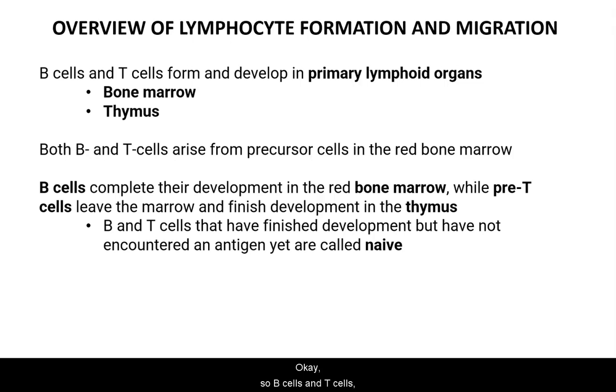Okay, so B cells and T cells, we said, are going to form and develop in the primary lymphoid organs. Remember, that's going to be your bone marrow and your thymus. Both B and T cells are going to arise from those pluripotent stem cells in the red bone marrow. You got to know that. B and T cells originate in the bone marrow. B cells are so named because they're going to complete their development in the bone marrow. T cells are going to leave the bone marrow and finish developing in the thymus. Remember, T for thymus. Now, once they've finished developing, but they haven't encountered an antigen yet, they're going to be called naive.